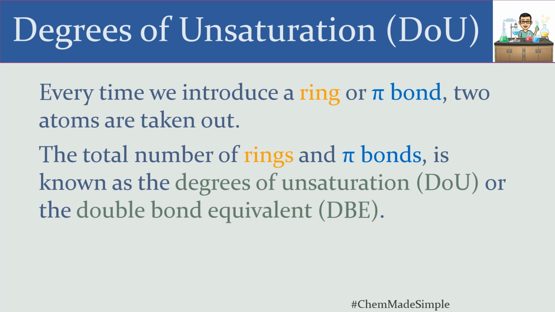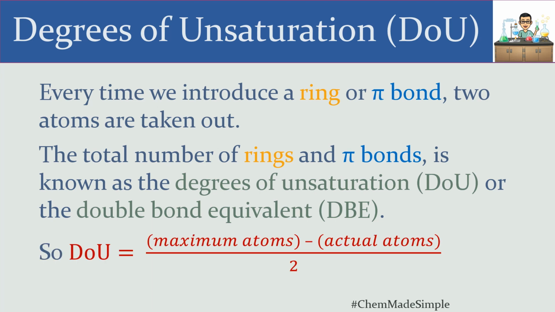Sometimes this is called double bond equivalence. So you may see DBE for short or DoU for short. Both of these are the same exact concept. So essentially our number of degrees of unsaturation is going to depend on the following. Because the number of rings and the number of pi bonds is half of the number of atoms that are taken away. Or in other words, every time I put in a ring and every time I put a pi bond, that takes 2 atoms away.